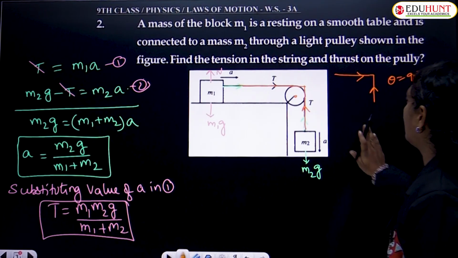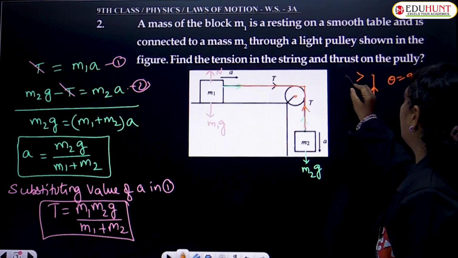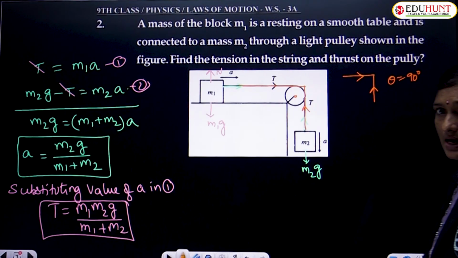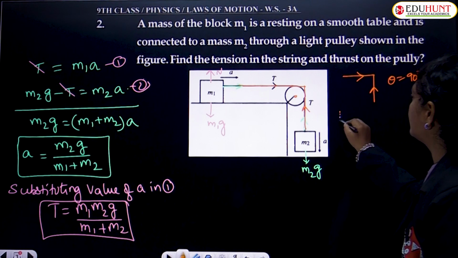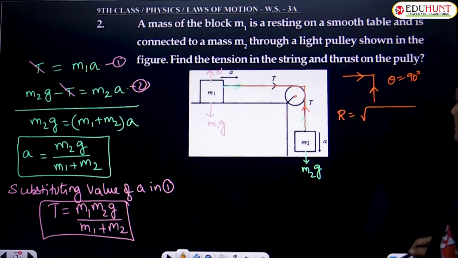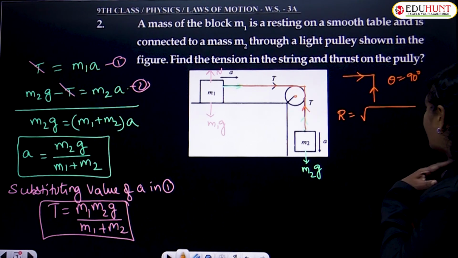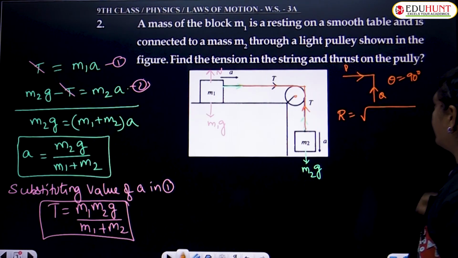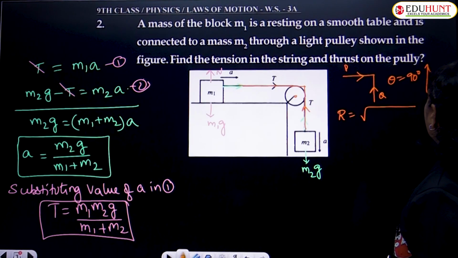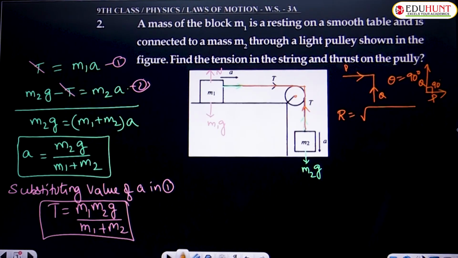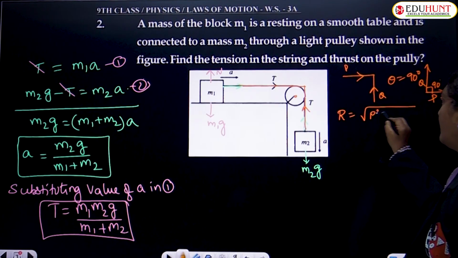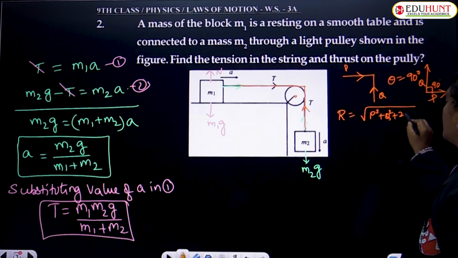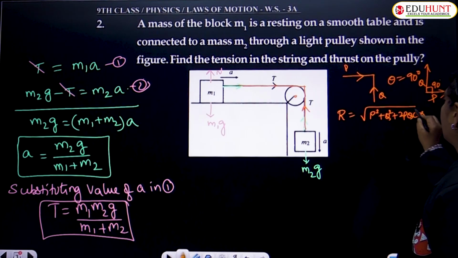So with the help of the concept of vectors, you already learned that if two vectors are acting perpendicular, then the resultant is given by root over, if you consider the two vectors as P and Q acting at an angle of 90 degrees. This is Q and here it is P. Two vectors are acting at an angle of 90 degrees. Then the resultant is given by root over P square plus Q square plus 2PQ cos theta.